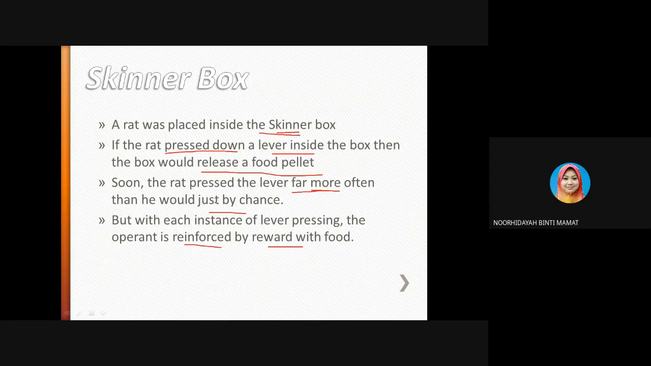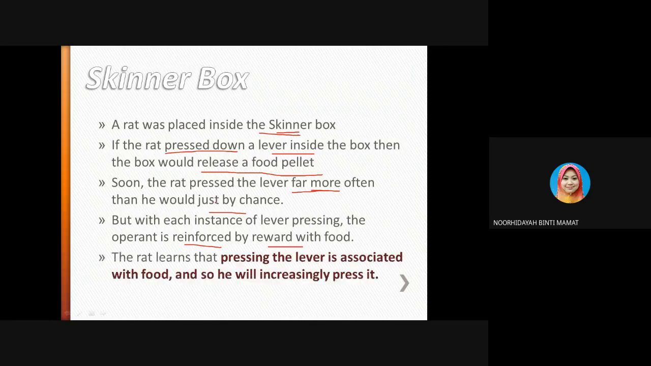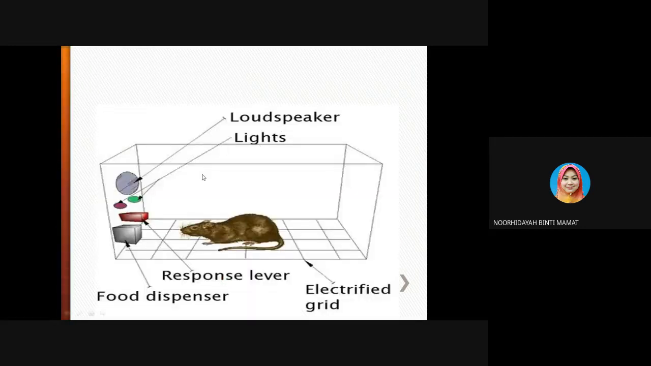Then the rat starts to learn that if they press the lever more often, they will get more food. So the rat learns that pressing the lever is associated with food, so it will increasingly press the lever. So this is the example of the Skinner box. This is how the experiment looks.